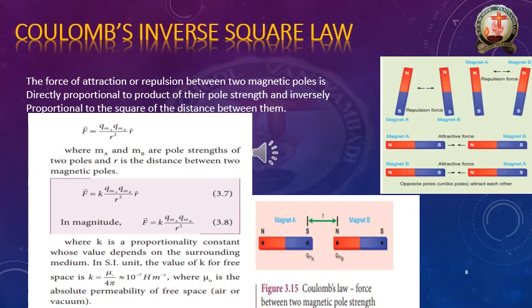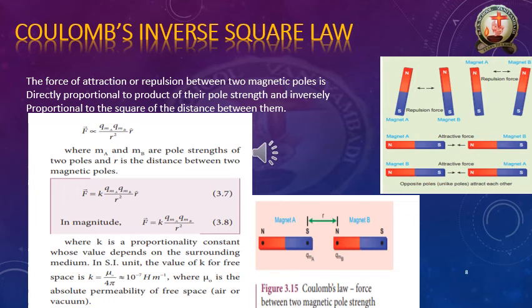So we know already, I am converting the direct proportionality into the form of equality. F is directly proportional to QMA QMB by R square into R cap. I don't want the proportionality, I want to convert it into equal format. Whenever we convert directly proportional to equal, we should take one constant. So here I took constant K. F bar is equal to K into QMA QMB by R square into R cap.